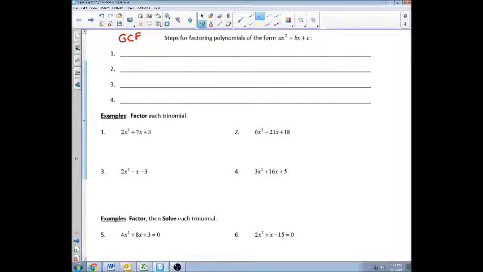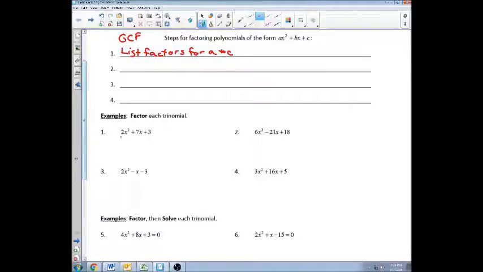The first step is going to be to list our factors for A and C. In our last couple of sections, we've only had to list the factors for C because A has always been 1, so it's always just been 1 times 1. So let's go ahead and look at example number 1 to see how that works.